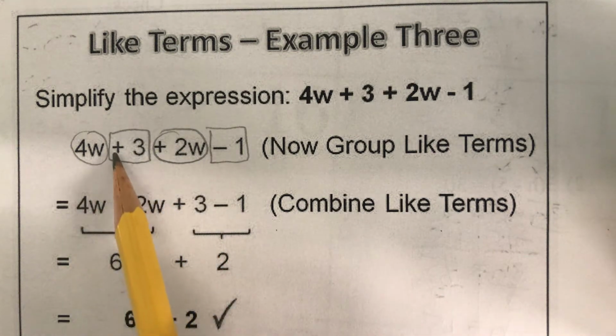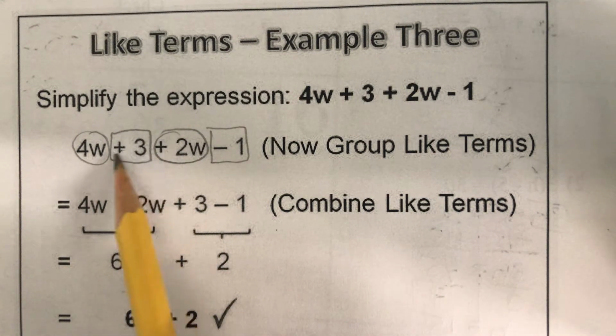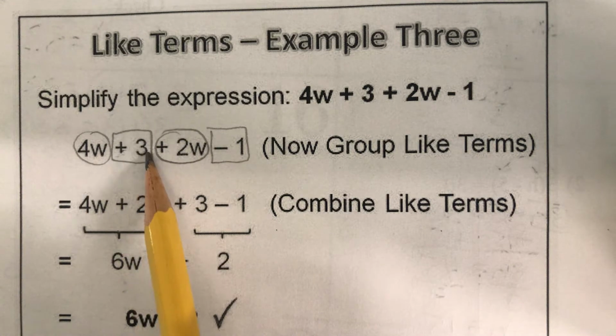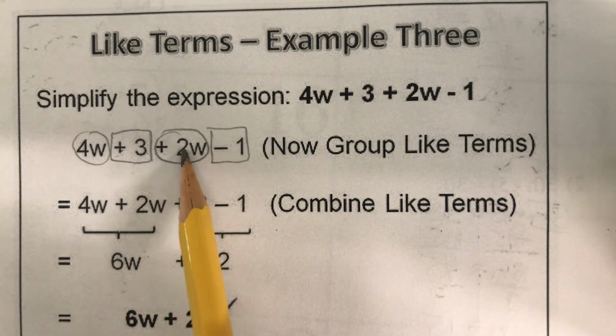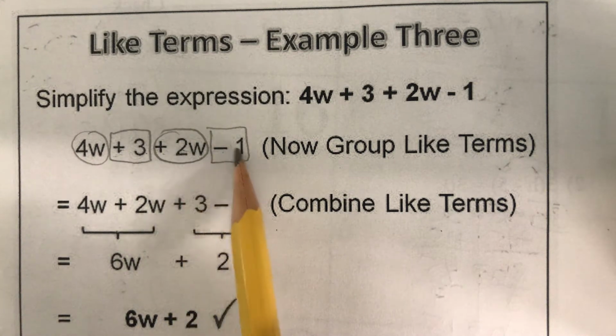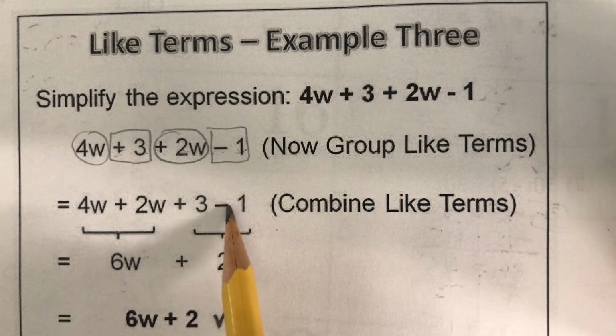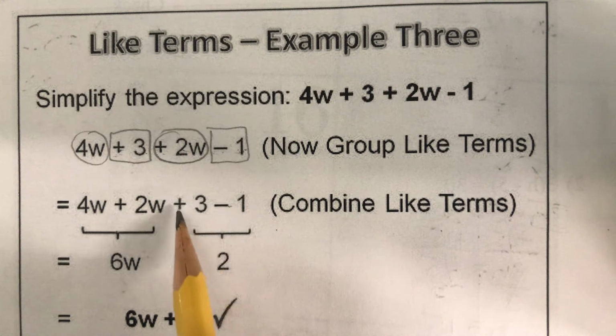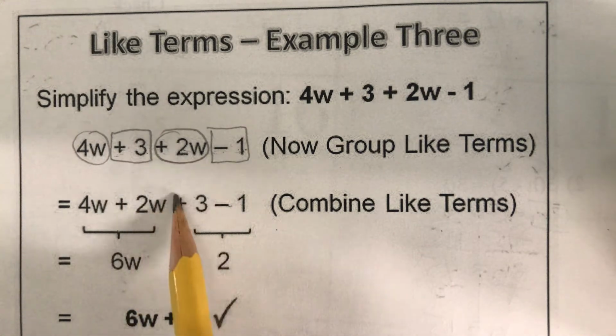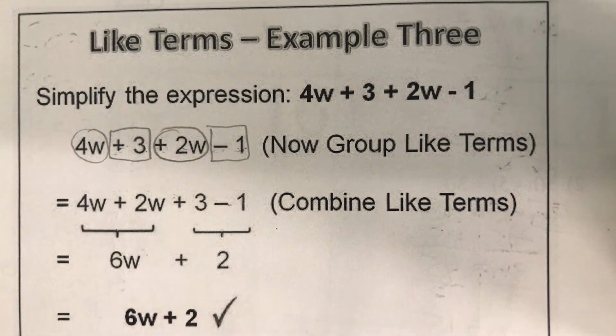As I've said before, that sign in front of the number, they're attached. So that's a plus 3. This is a plus 2 or a positive 2w, and here a minus 1 or a negative 1. So when we regroup, we got to make sure that negative is still with the 1, and then the other ones are all positive. So that wasn't as difficult.